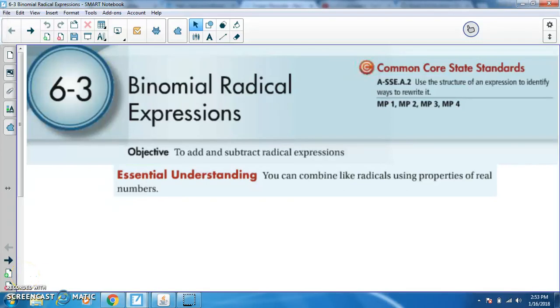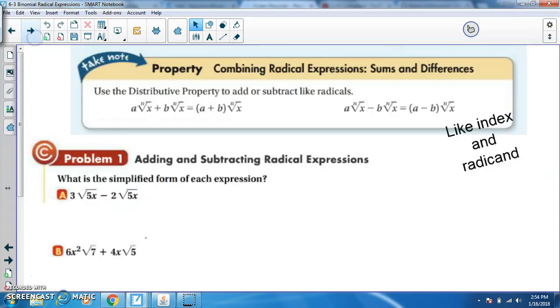Today we're going to do binomial radical expressions. Our objective is to add and subtract radical expressions. The essential understanding: you can combine the like radicals using properties of real numbers. So, in order to add or subtract radicals, we need the same index and the same radicand. Then we just add or subtract the coefficients.